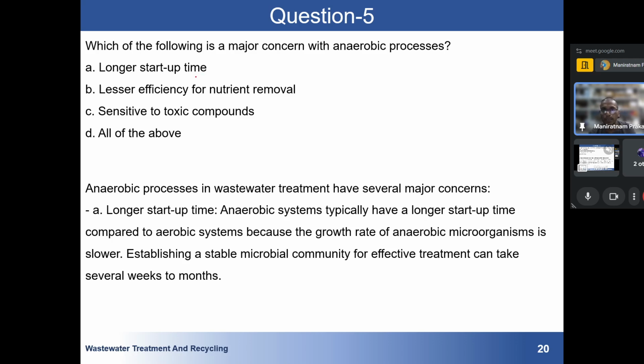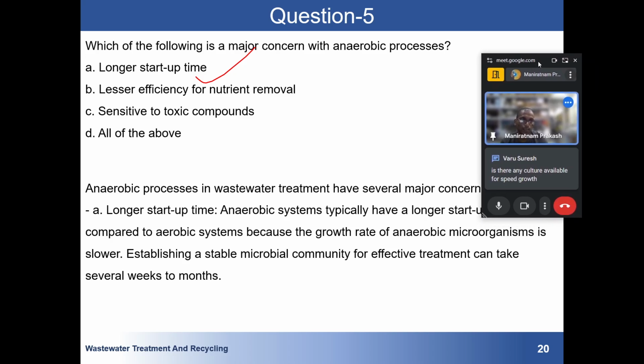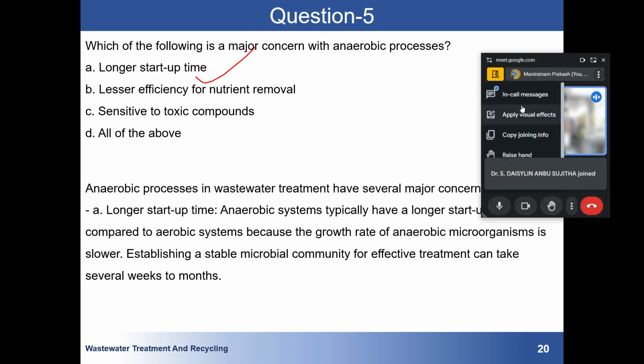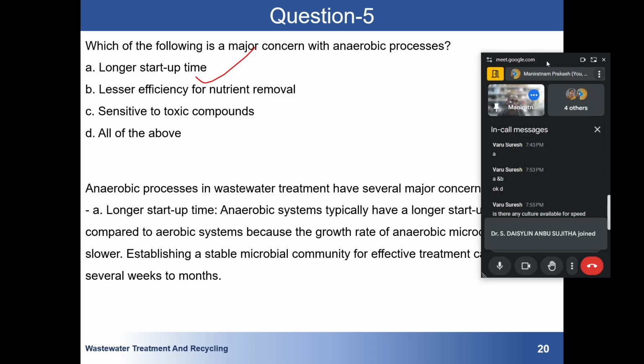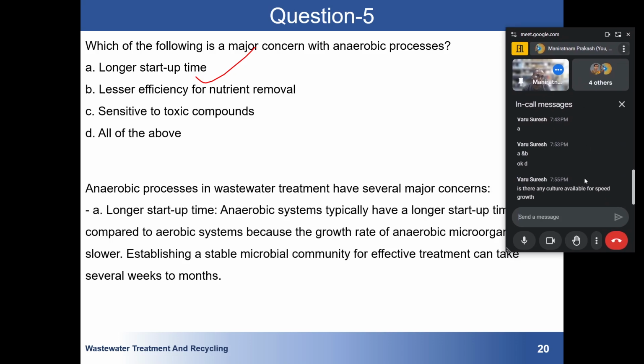If you have any kind of doubt, you can ask. Is there any culture available for speeding up growth?